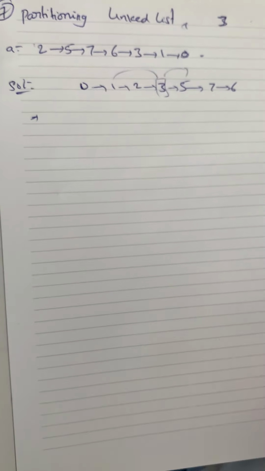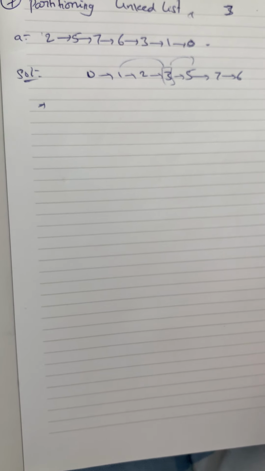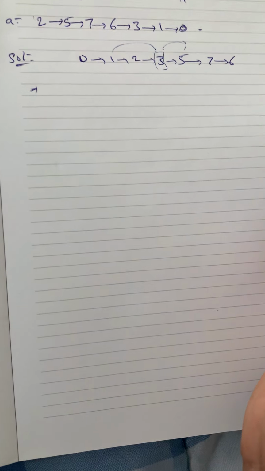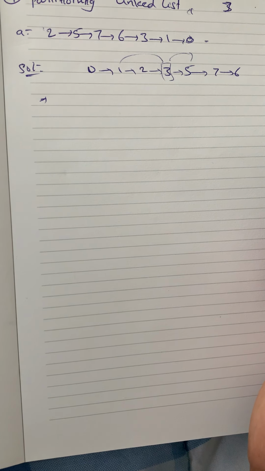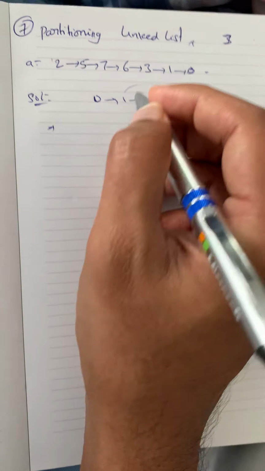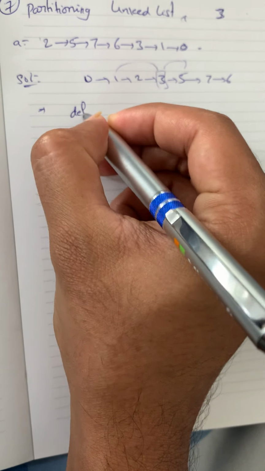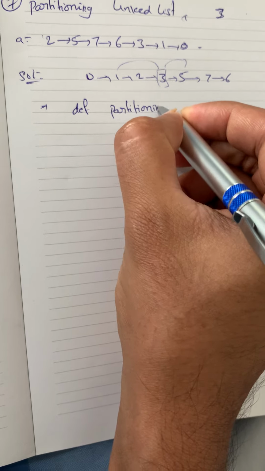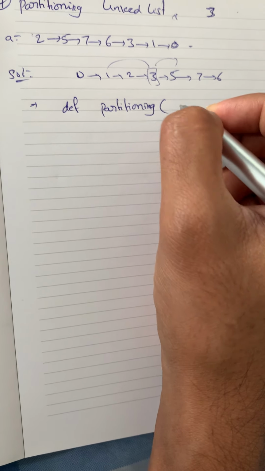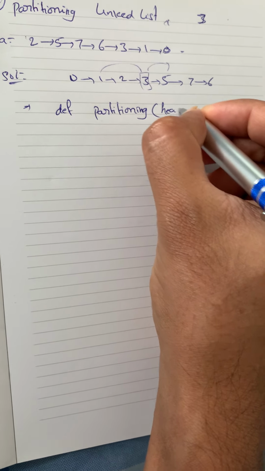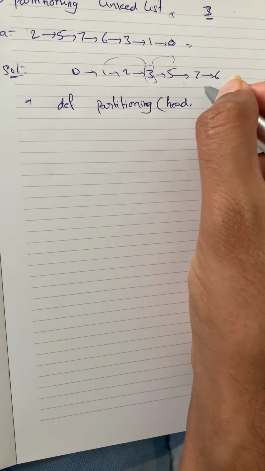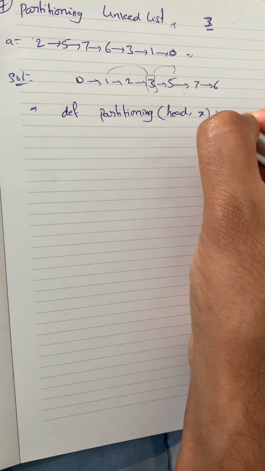I'm going to write a function by thinking I already have an existing linked list. I'm not using any fancy stuff, just some basic functionality. I will have a function called partitioning. The inputs I need are a head pointer, and also a reference value, which let's take as x.